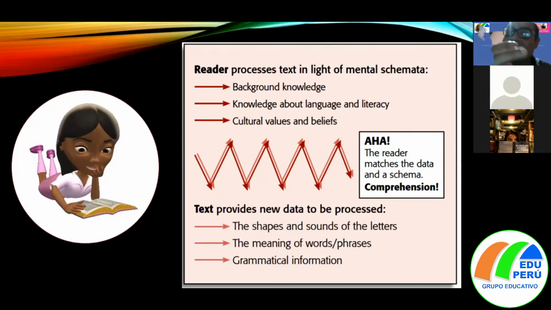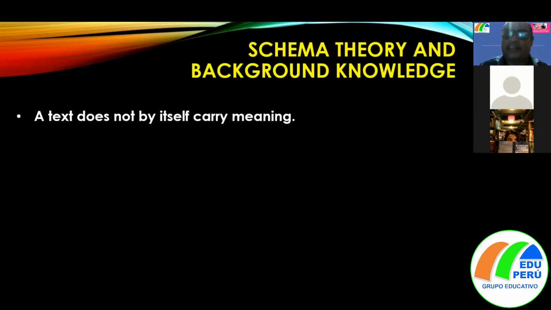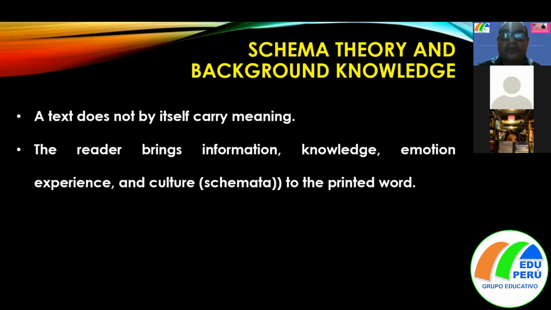Okay, so this is what we talked about the last session, right? So we have the schema theory and background knowledge. According to this theory, a text does not by itself carry meaning. So it needs some prior knowledge to be decodified. The reader brings information, knowledge, emotions, experiences, and culture. We call this schemata, to the printed word, to the printed text.